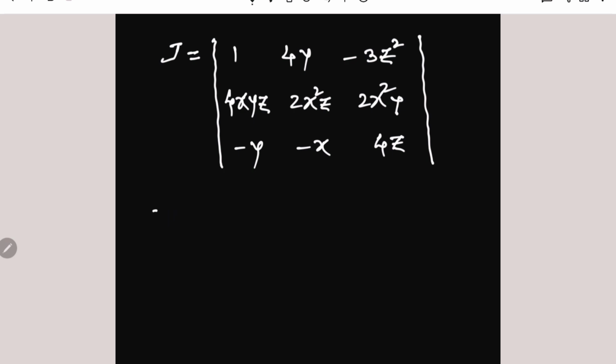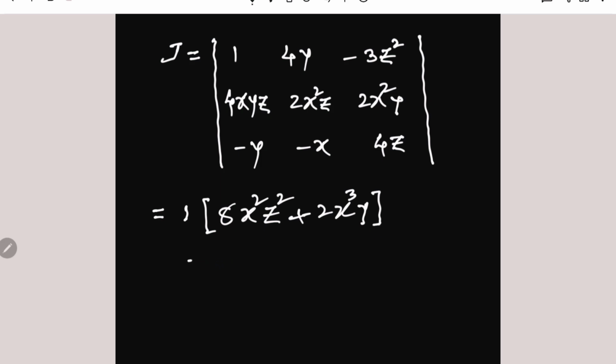We are evaluating the third order determinant. First element 1 into, neglecting the first row and first column, the determinant of the remaining 4 elements. Therefore, product of 4xyz and 2x square y... that is 8x square, z square, minus, and this minus becomes plus, the product of these two, that is 2x cube y.